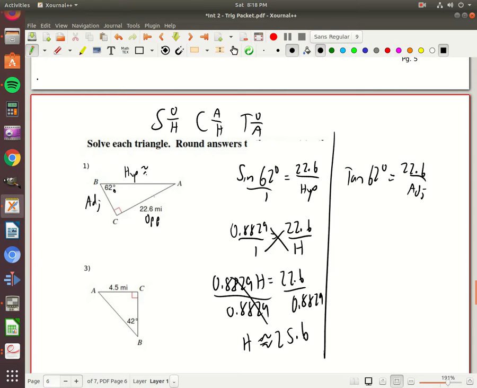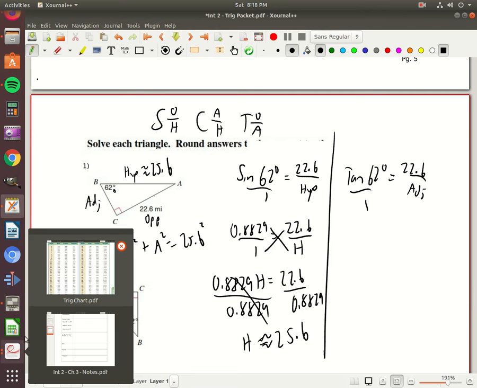So this is about 25.6. In the meantime, I can go over here, and again, I just want to point this out to everybody. You can already do 22.6 squared plus a squared is equal to 25.6 squared. Now that you know two sides of this, you can use the Pythagorean theorem, but I'm going to ask you not to. So again, I think I said I was going to use the table on this one.